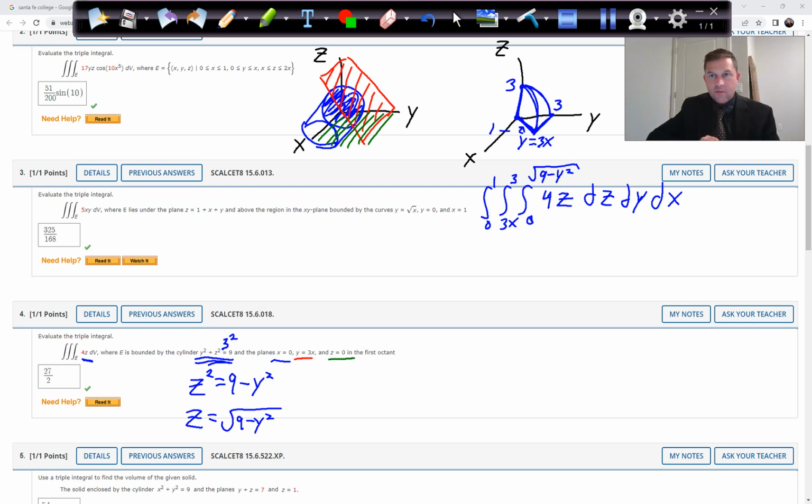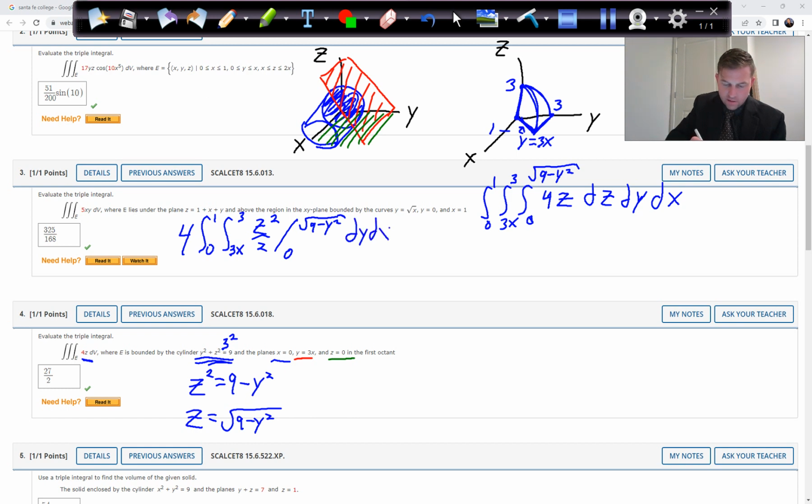Okay, so that is definitely the hard part, setting this up. Now, taking the antiderivative hopefully isn't too bad, but let's go through it. So pull the 4 all the way to the front, 0 to 1, 3x to 3. The antiderivative of z would be z squared over 2. And we're plugging in 0, and we're plugging in the square root of 9 minus y squared. Then we have dy dx.